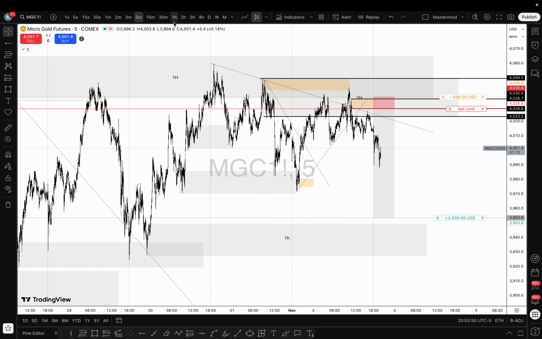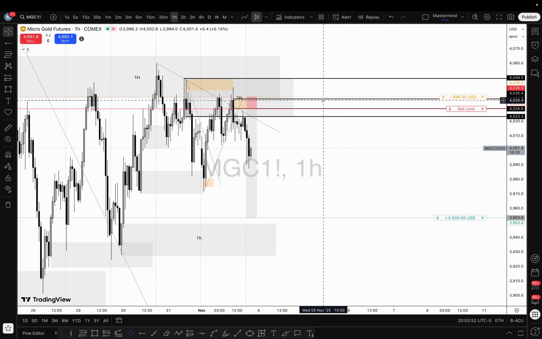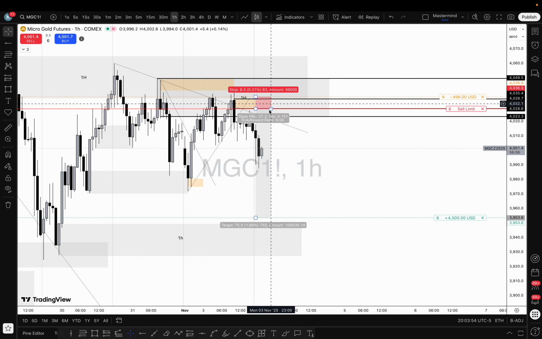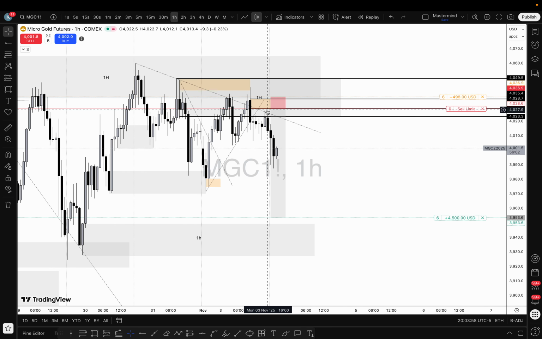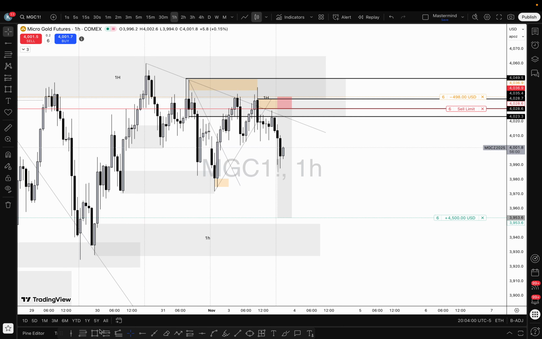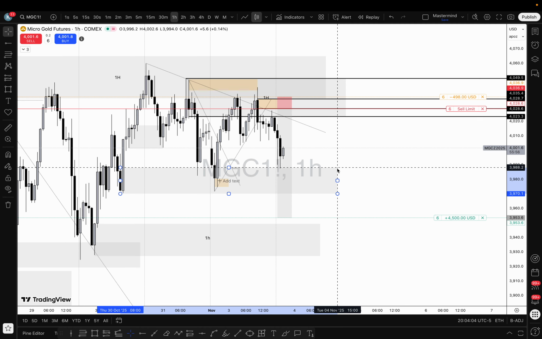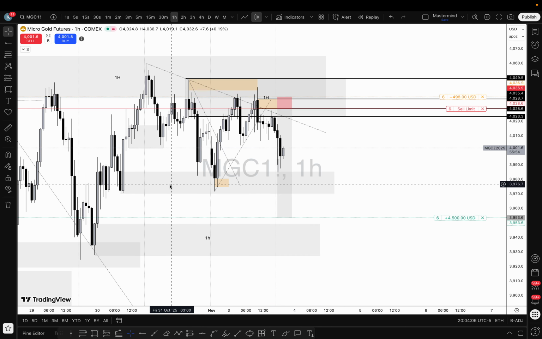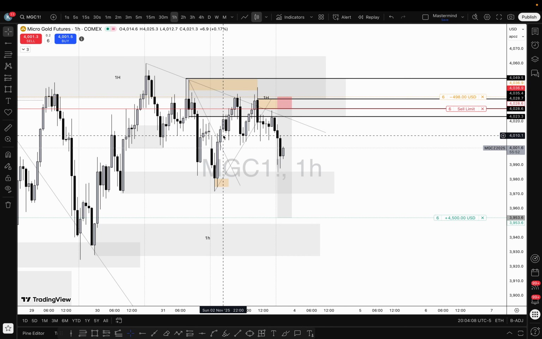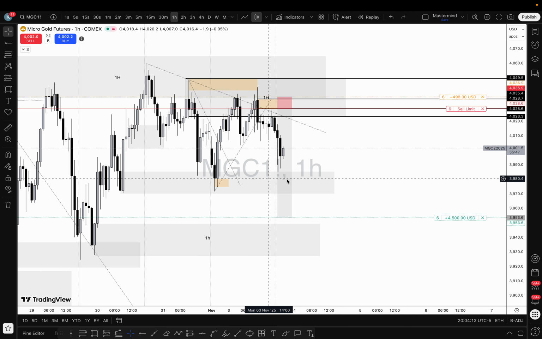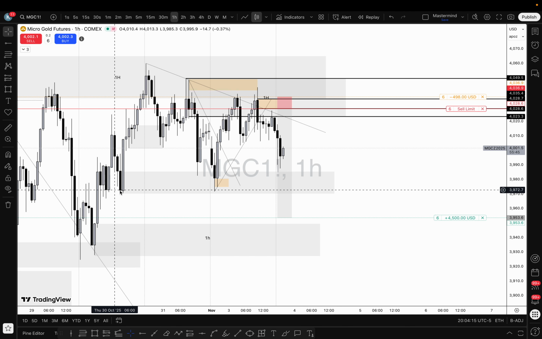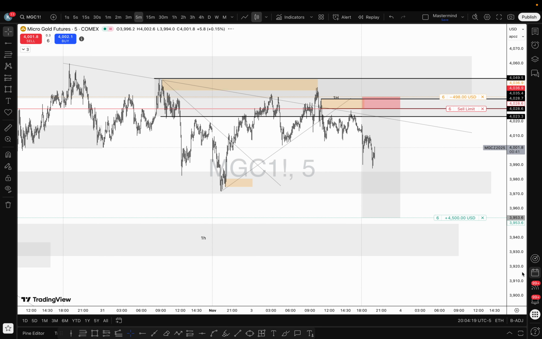Okay, so just a quick update. Now in our previous video, we were looking to sell at this 5-minute confirmation, right? Now we have this 1 hour demand right here that's been mitigated. It hasn't been penetrated, but it has given us 5-minute confirmation. Now what do I mean by that?